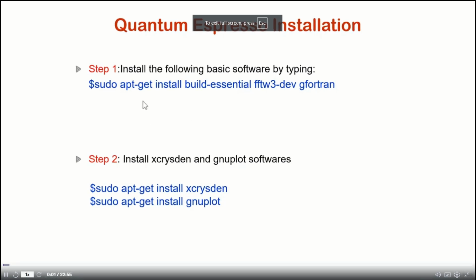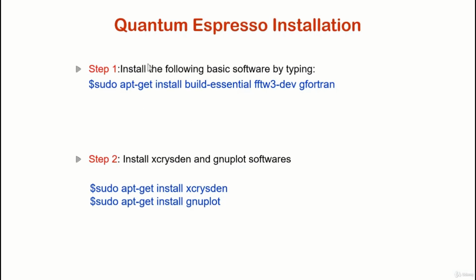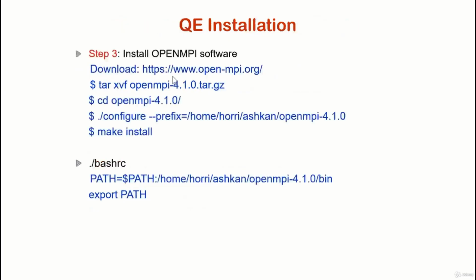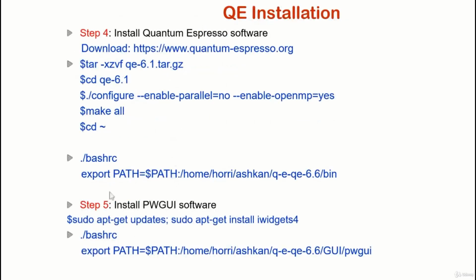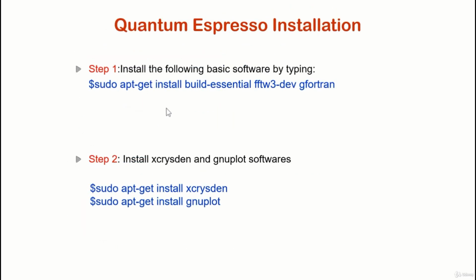In this lecture, we want to learn how to install Quantum ESPRESSO on Ubuntu. Installation needs 5 steps. At the first step, we need to install some basic software with this command.